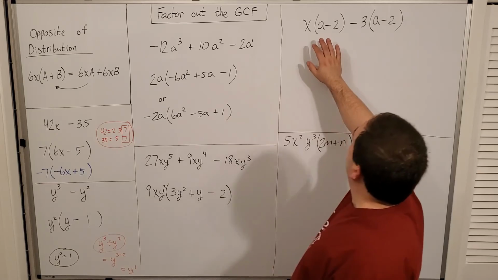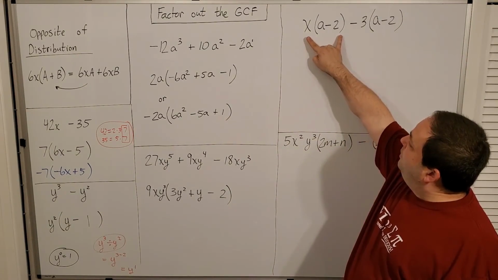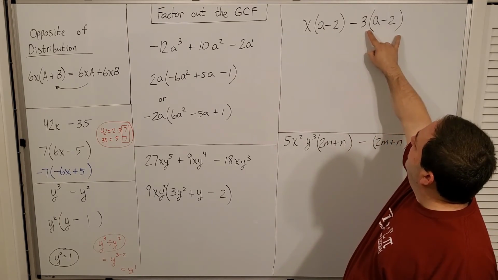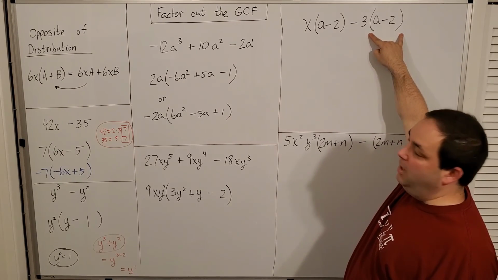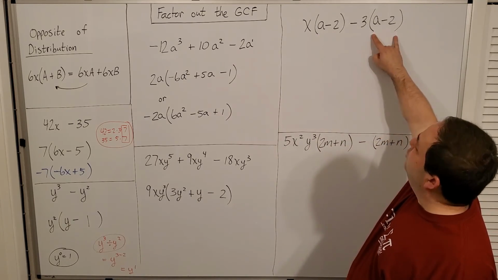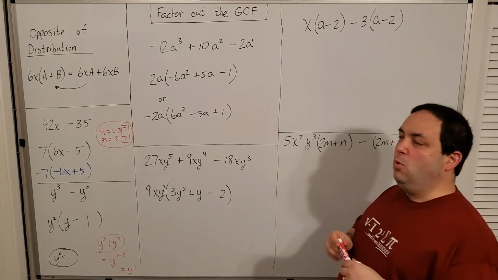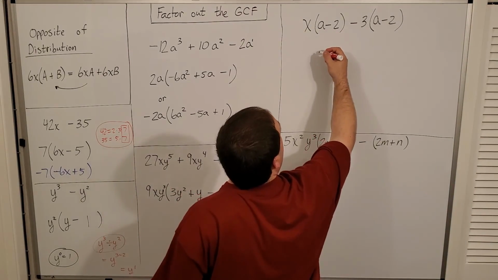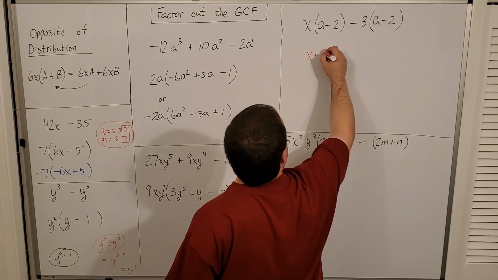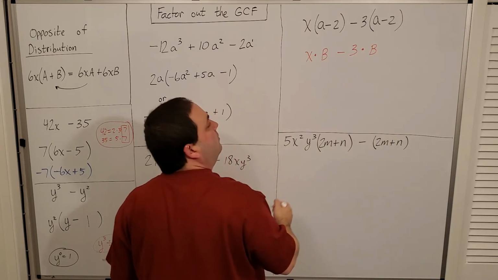Okay? So for example, I have some groupings here, and that word's going to be important later. Groupings of this and this. X times a minus 2 minus, and then I have another grouping, 3 times a minus 2. I'm noticing that they both have this a minus 2 big chunk. Okay? Now for just a moment, I want you to pretend that what we have here is x times some value like b minus 3 times the same value.